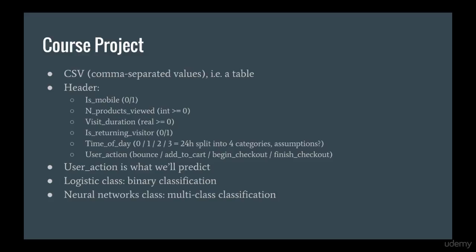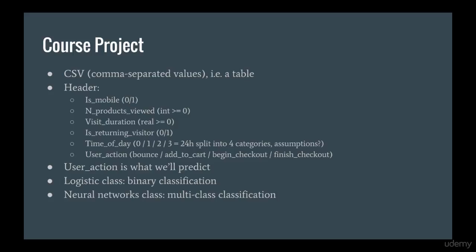First we've got is mobile. This tells us whether or not the user is visiting your site on a mobile device. This is binary, of course. 0 for not mobile, 1 for mobile. The next column is N products viewed. This tells you the number of products a user has viewed during the session when they do the user action, which is the label. This is numerical data that consists of integers that are strictly greater than or equal to 0. We'll discuss how to handle that later.